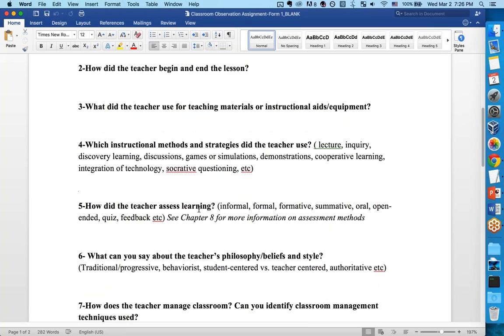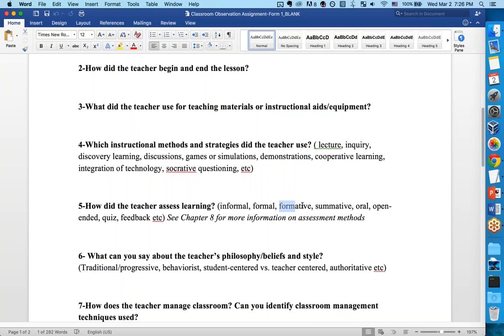How did the teacher assess learning? Did the teacher use an informal assessment, which would be, for example, verbally checking the student's understanding, but not recording those responses, and it's not for grading? This would be informal. A formal assessment, this would be a quiz or essay, which will be graded.